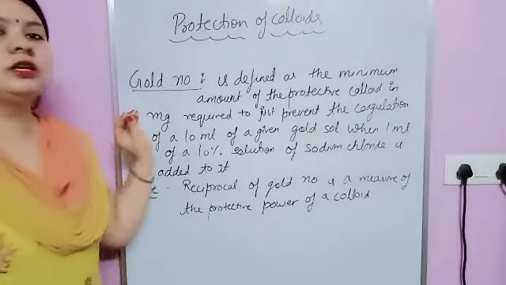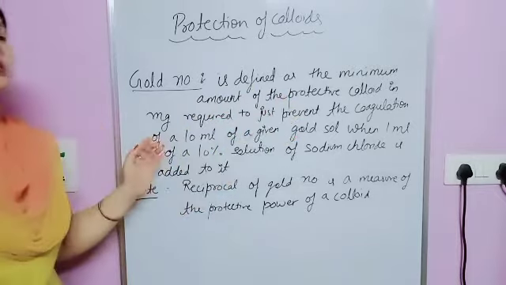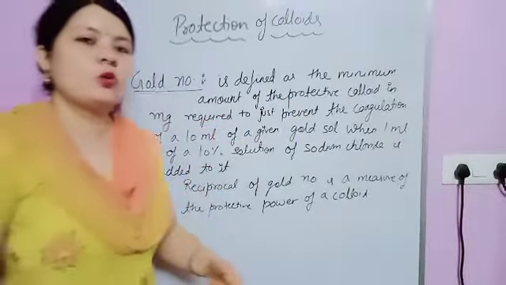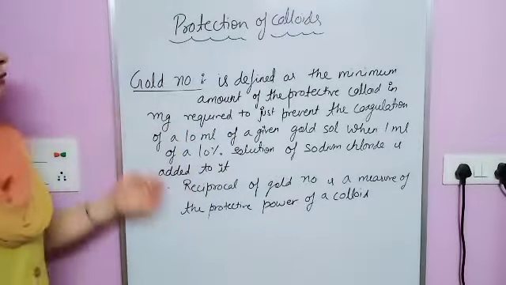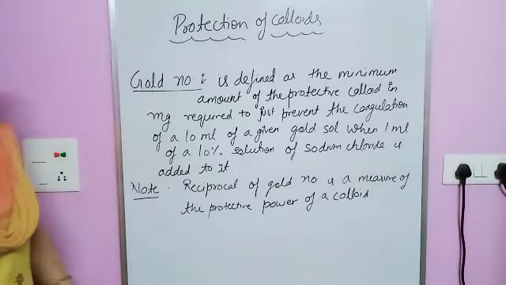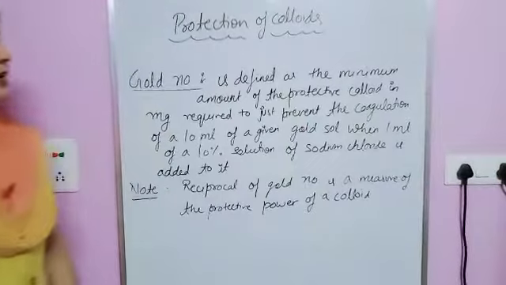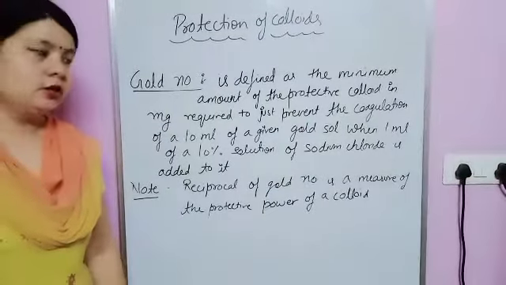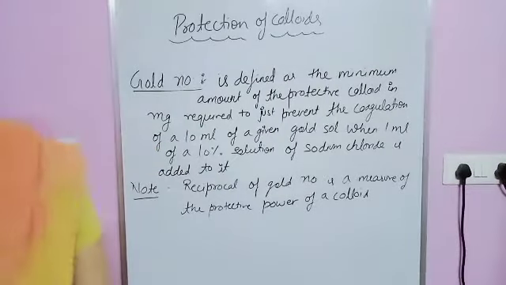That one is basically the gold number, meaning the minimum amount of protecting colloid, in milligrams, that is required for protection. That is known as the gold number. And what's the reciprocal of the gold number? So simple: the reciprocal of the gold number is a measure of the protective power of a colloid. Okay, this one is regarding protection of colloids.